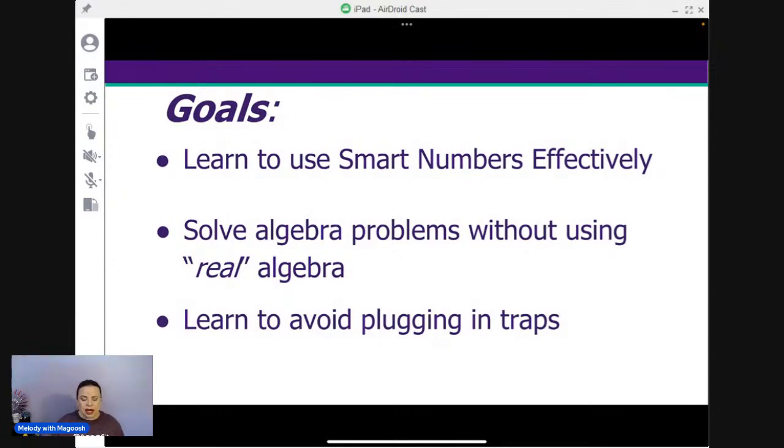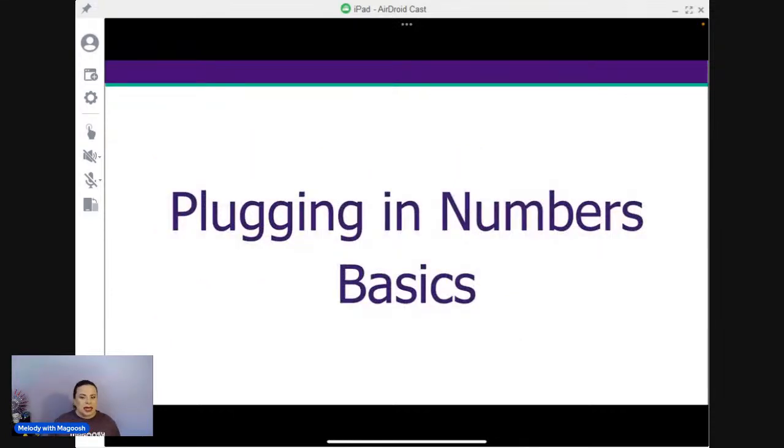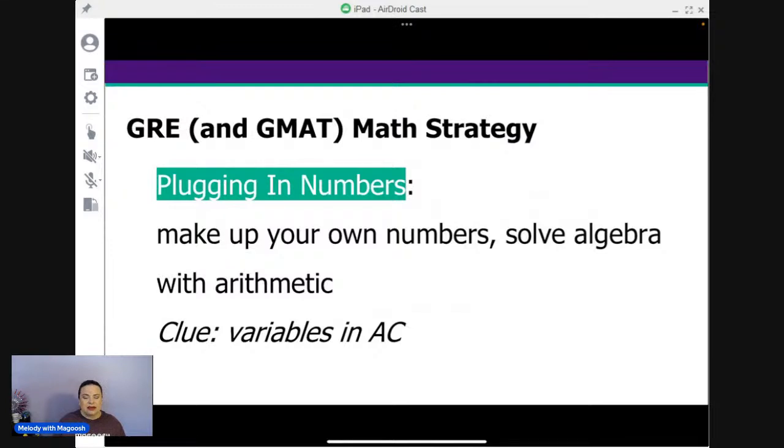But before we start on some practice math problems, let's talk about the technique itself. It's called plugging in numbers. And this technique can also be called picking numbers. Plugging in really captures the spirit of what we're going to do. Wherever we have letters in algebra, we're going to plug a number in instead, and that's going to help us out. Here's what you need to know. It's a technique that involves choosing your own numbers to plug in. That's where the smart numbers will come in. And solving algebra problems using arithmetic or basic math. Arithmetic is everything we did before algebra, working with numbers, adding, subtracting, multiplying, dividing, and so on.